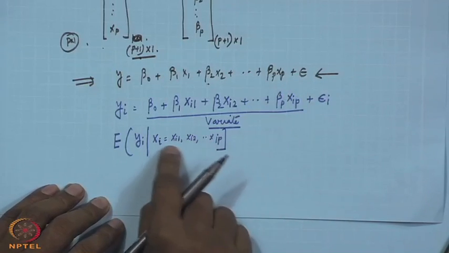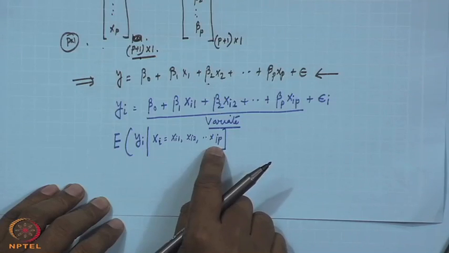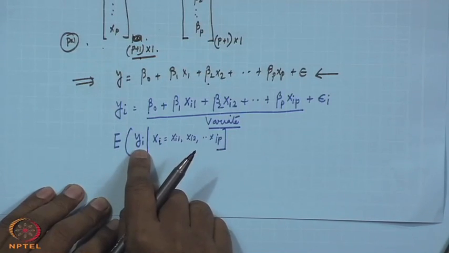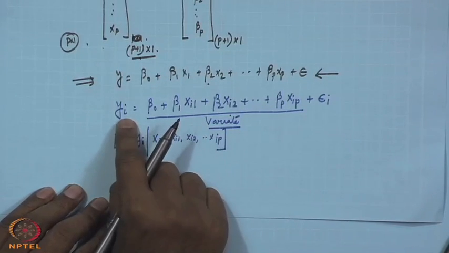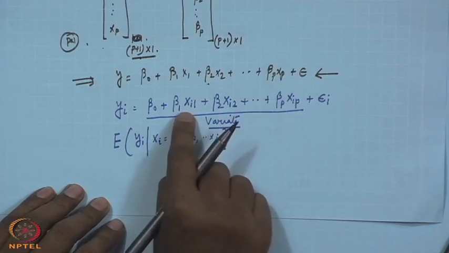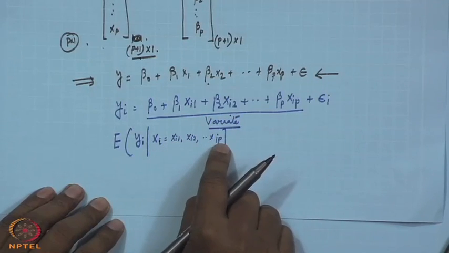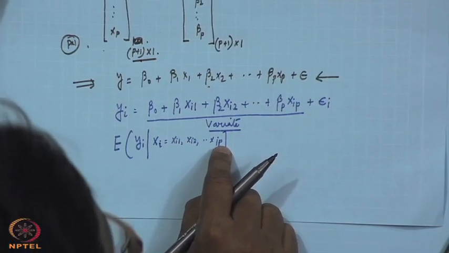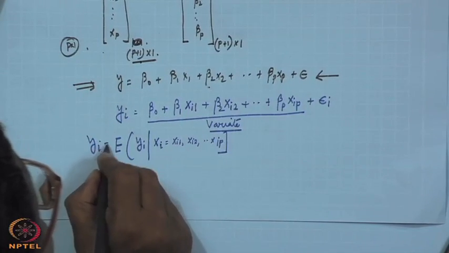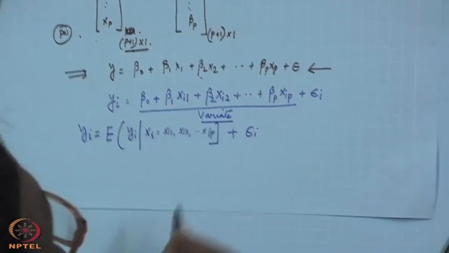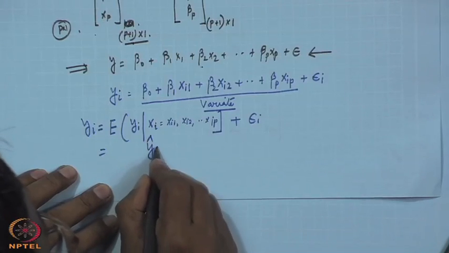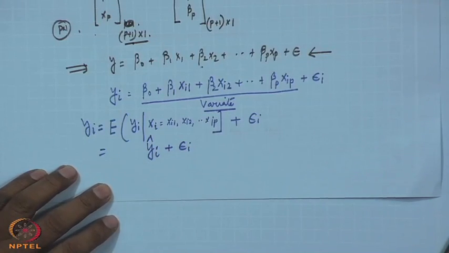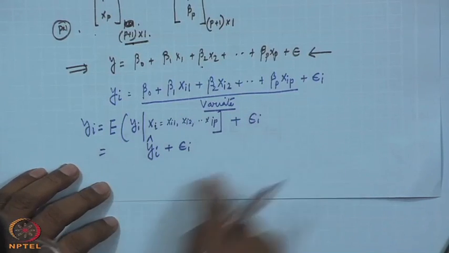As we do not know what these IVs are for the ith observation, we also do not know what the yi value will be. But by this variate we are saying what the expected value of yi will be if you collect the ith observation xi1 to xip. Then yi equals this plus epsilon i. So this expected value is nothing but the predicted value. Suppose you want to use this later on, this will be the predicted value.